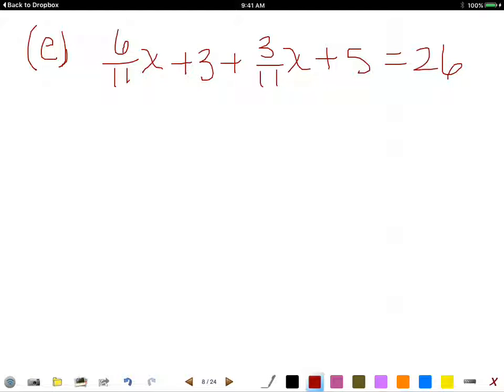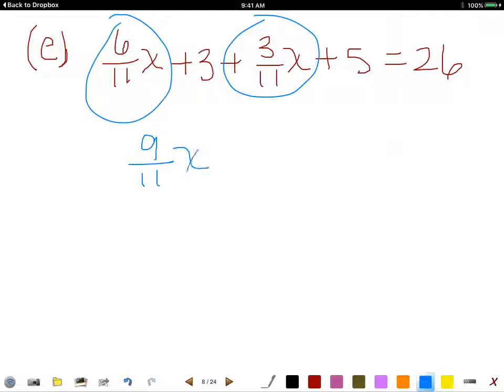I guess you could, but what do you suppose we should do first? Okay, so we're going to combine this with this. What does that become? 9 elevenths x. Then 3 and 5 is plus 8 equals 26. You want to try to finish it from there? I would like you to try.